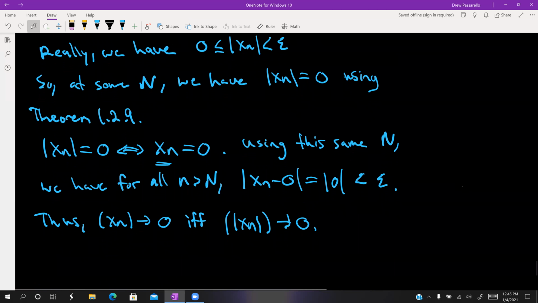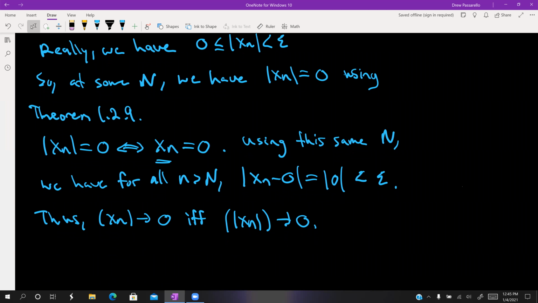All right, so if the absolute value of xn is 0, then xn itself is 0. So using that particular capital N, we have for all little n bigger than capital N, the absolute value of xn minus 0 is equal to the absolute value of 0, which is less than epsilon. All right, so that completes the proof.